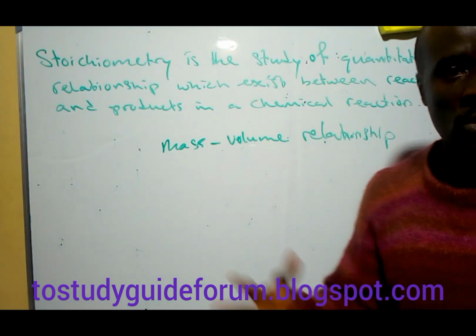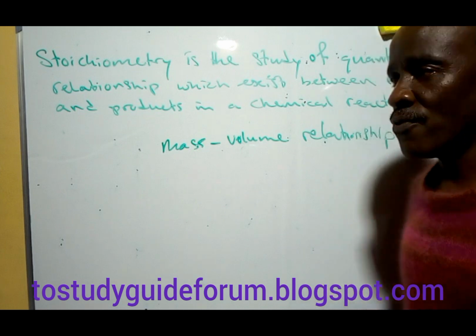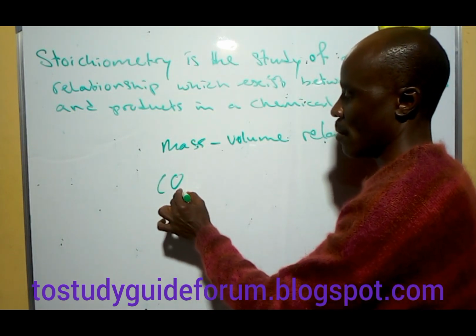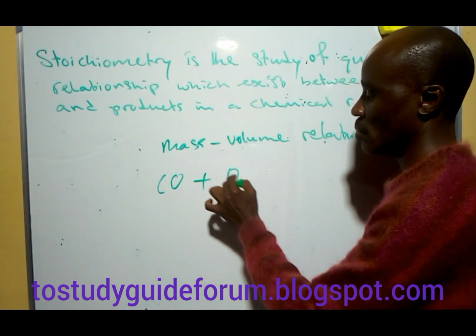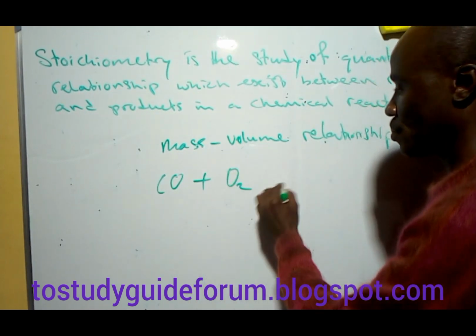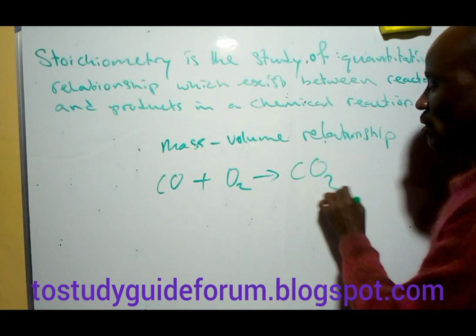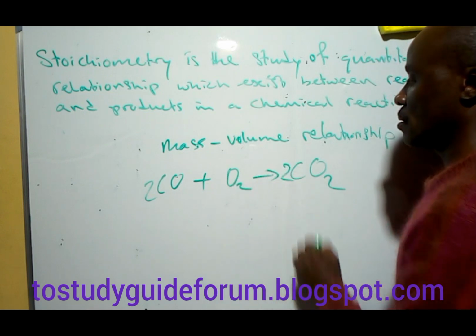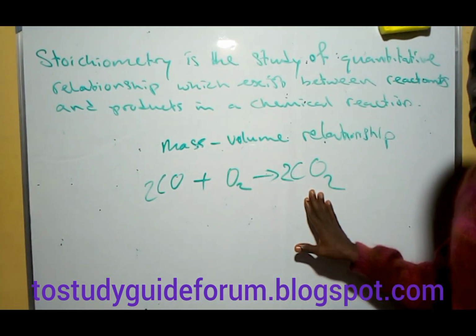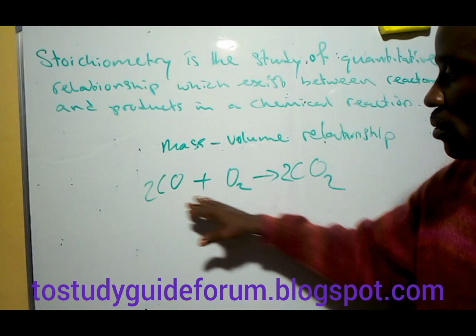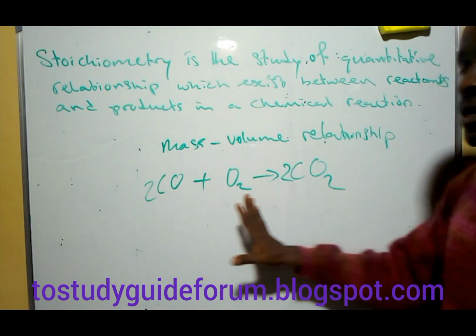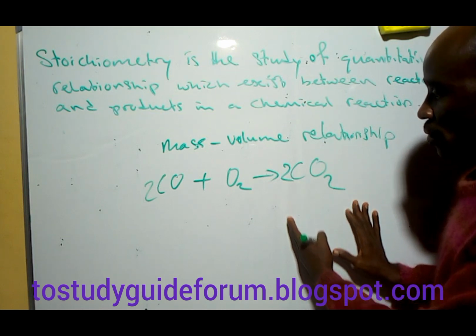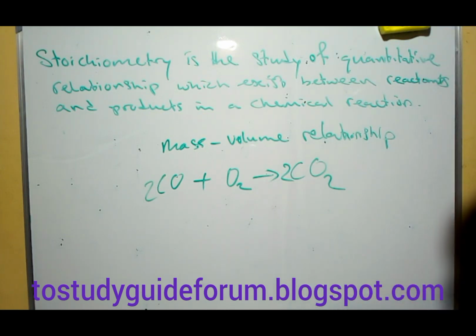In some other cases, there are reactions where volumes can go into reactions, like a case where we have carbon(II) oxide reacting with oxygen to give us another gas, which is carbon(IV) oxide. This is a good example of volume to volume. The reactant is volume, and the product is also volume. So this is another type. There are so many of them.